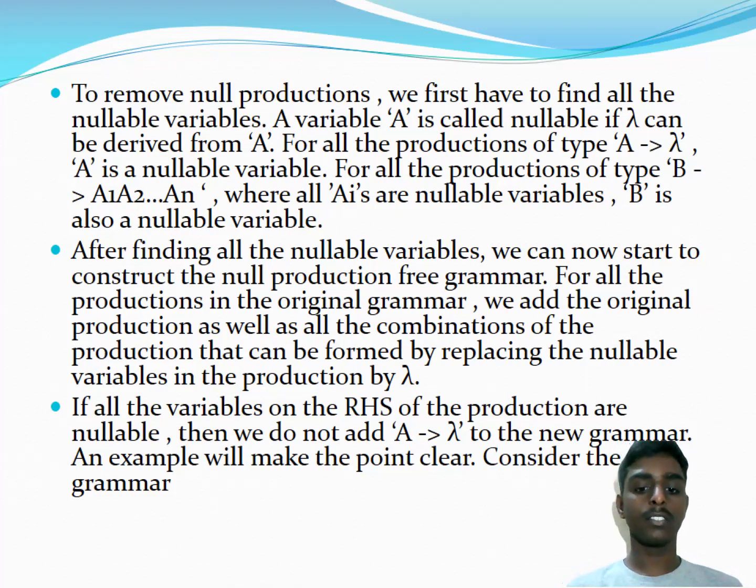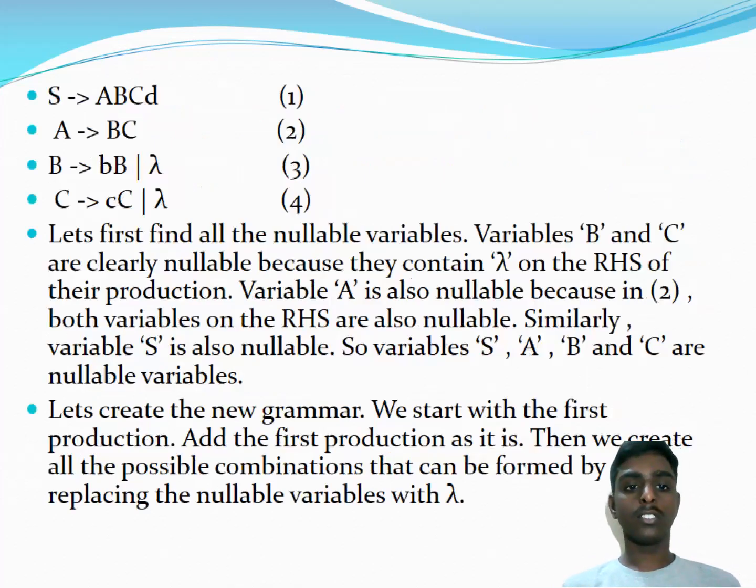Consider the following grammar as shown below. Let's first find all the nullable variables. Variables B and C are clearly nullable because they contain lambda on the RHS of their production. Variable A is also nullable because both variables on the right-hand side are also nullable. Similarly, variable S is also nullable, so variables S, A, B, and C are nullable variables.